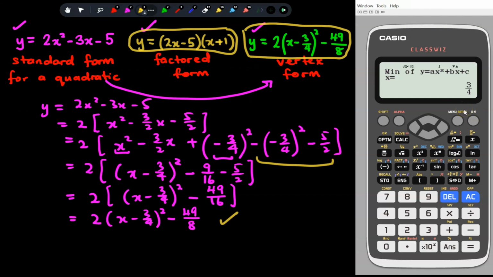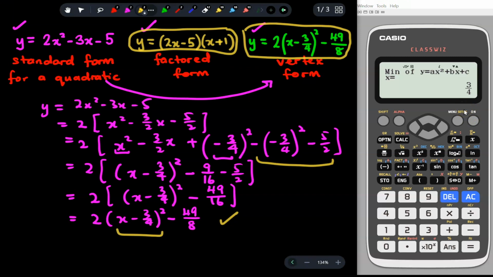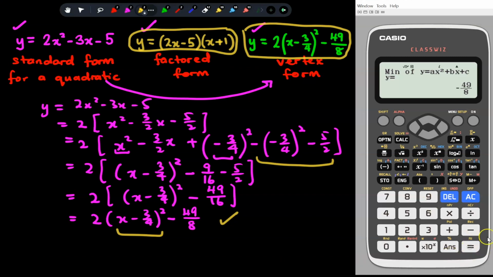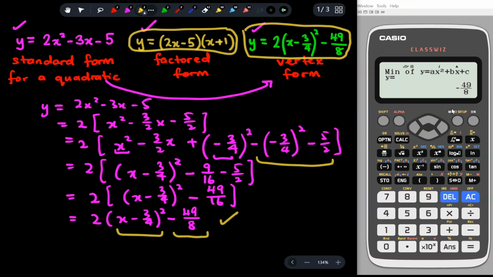You see here, when you look at the vertex form, when x minus 3 over 4 is equal to 0, the x is 3 over 4. And then to get the y value, which is the minimum value, it's negative 49 over 8. So here, negative 49 over 8. So it's proven that your method to change from standard form to the vertex form is correct. By using a calculator, you can actually double check your answer and make sure that your answer is accurate and you get 100% correct for this question.